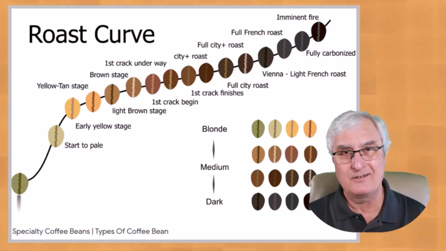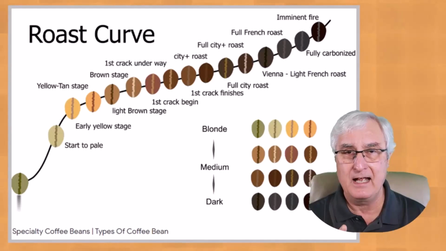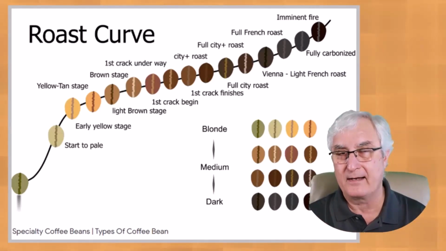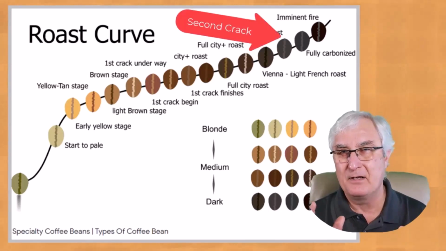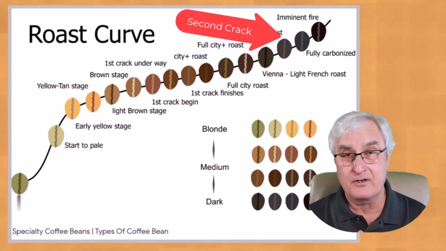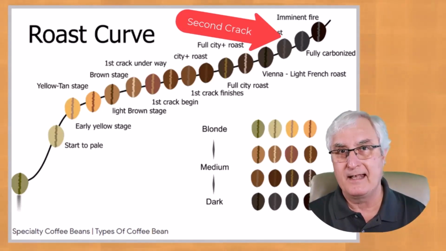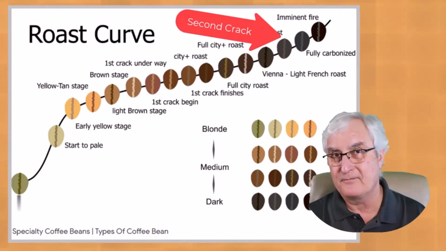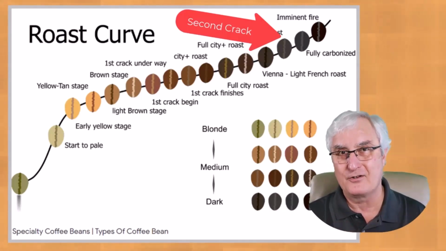Yes, there is a second crack. Now, the time frame between the first crack and the second crack is quick. It only takes about 2 minutes to go between that first and second crack. If you like a lighter coffee, you like a fruitier coffee, then you'd stop the roast right after first crack. The longer you leave the bean in between first and second crack, the darker the roast.